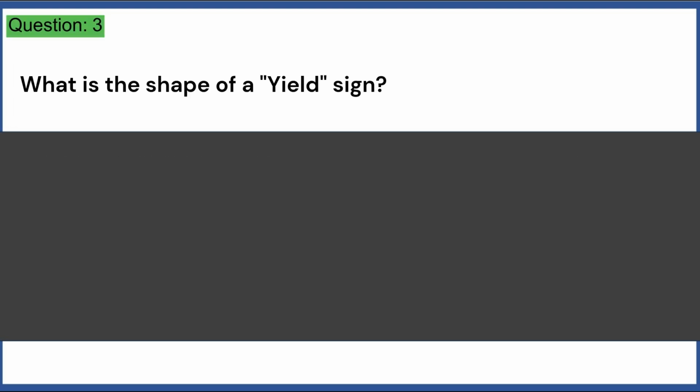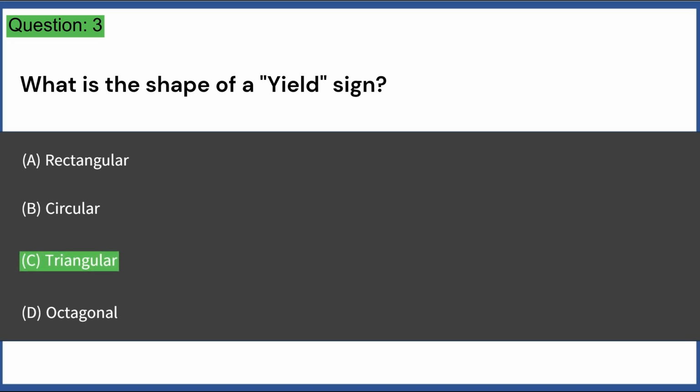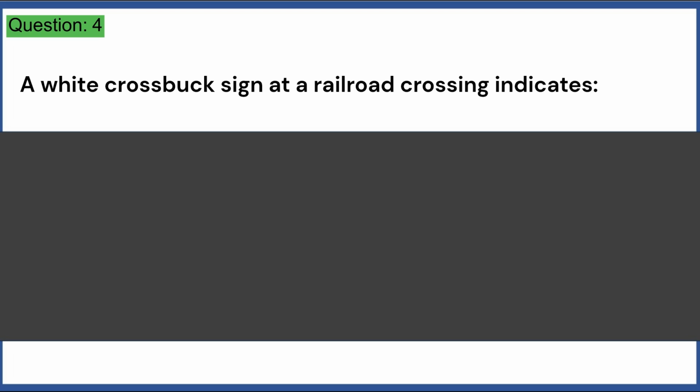What is the shape of a yield sign? A. Rectangular. B. Circular. C. Triangular. D. Octagonal. Answer: C. Triangular.